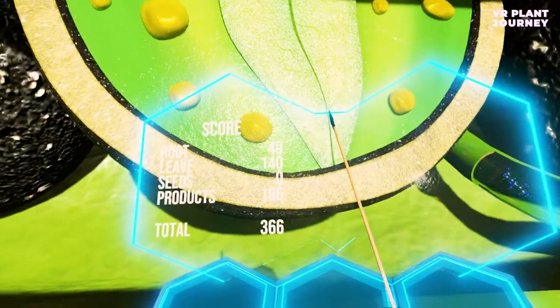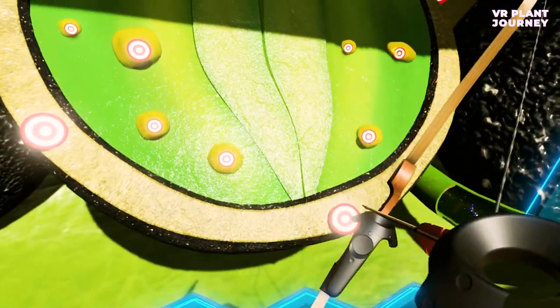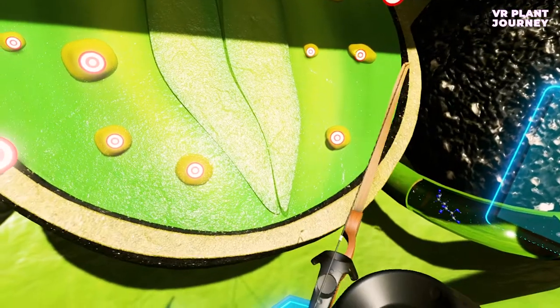You've got a bow in your hand now. Take an arrow and shoot at the targets, the so-called oil bodies, on the seed. Great job!